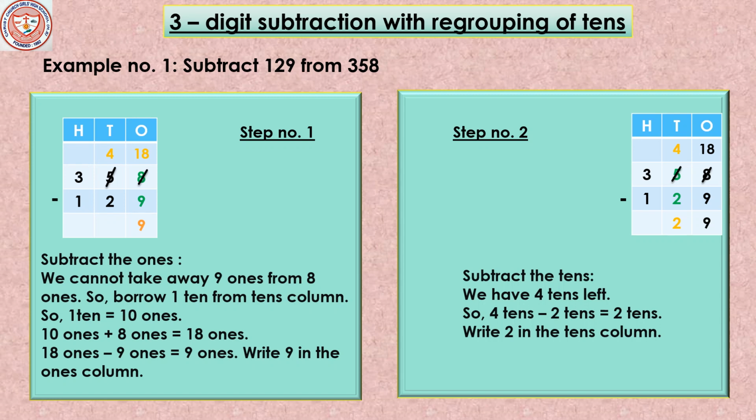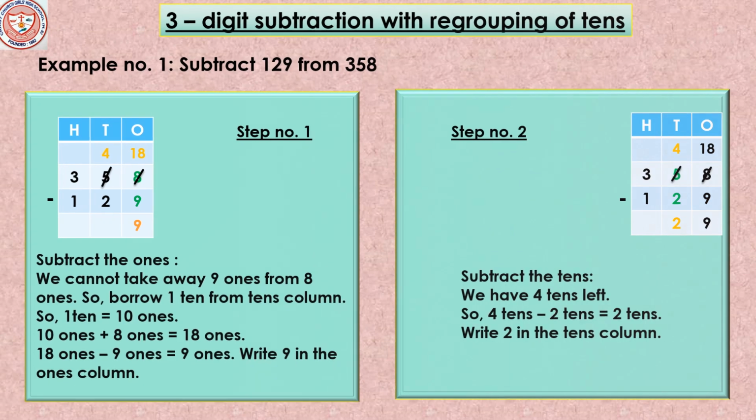Now, step number 2. Subtract the tens. Here, in the tens column, we have 4 tens left and 2 tens is already there. So, it means subtract 2 tens from 4 tens. So, 4 tens minus 2 tens is equal to 2 tens. So, write 2 in the tens column.